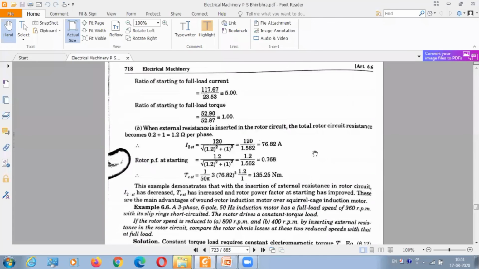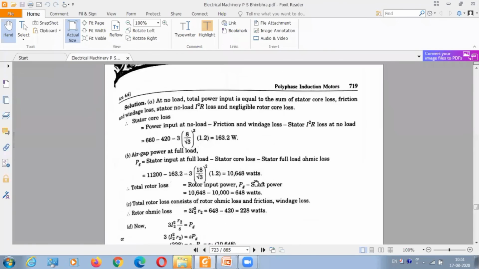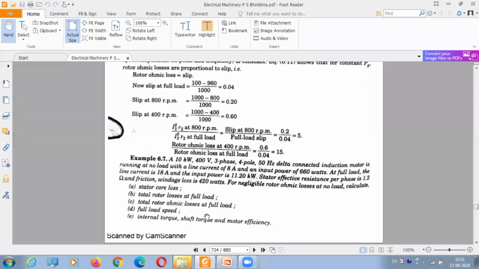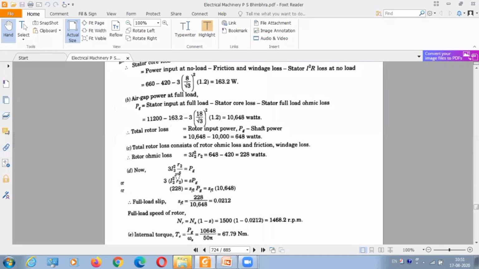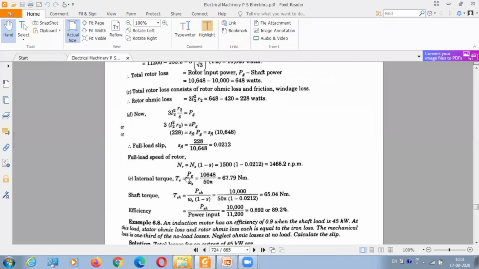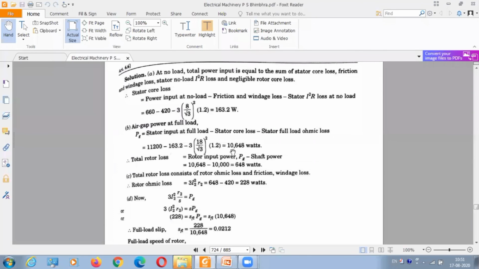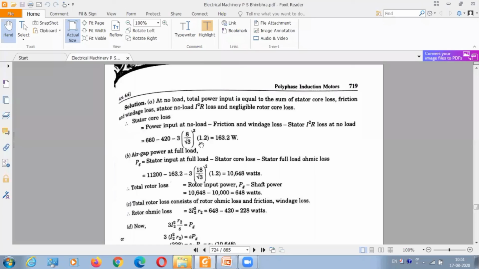In the PDF it will be page number 723 of 885. This problem is very important, and whatever formulas we have discussed today, they have used all these formulas over here and solved. 3 I2 square R2 by S is PG. All this star phase current, line current conversions. This formula is T equal to PG by omega S. All these are used. We'll discuss it on Wednesday. Till then, if you have the PDF, you can go through it.